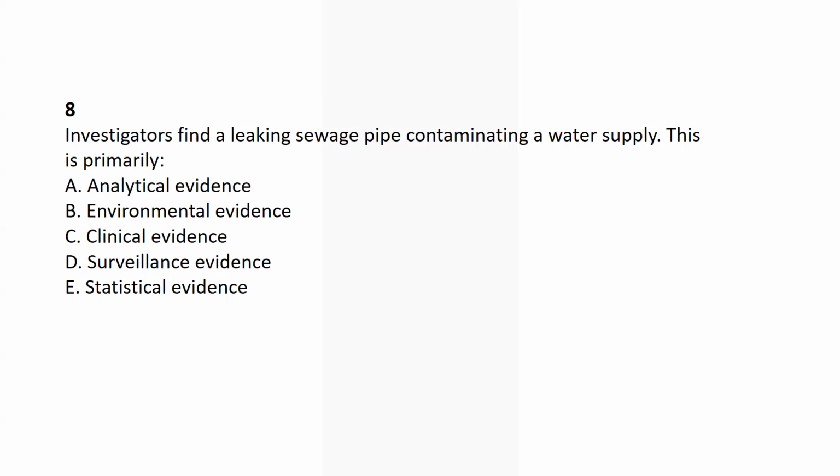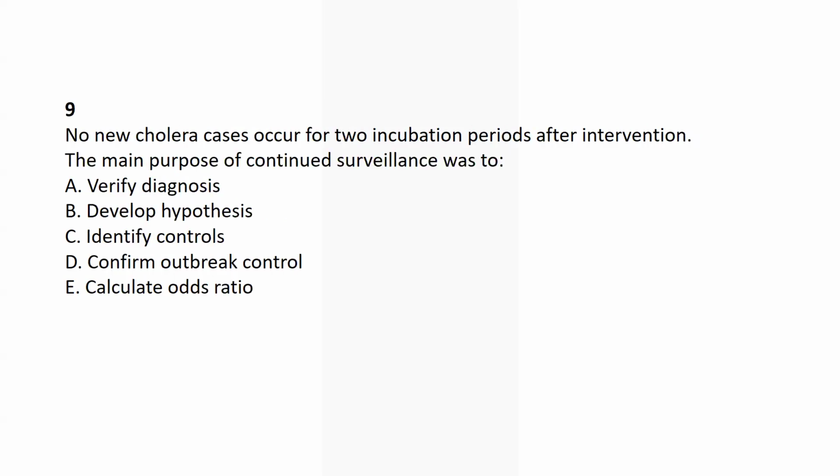Question number eight: investigators find a leaking sewage pipe contaminating a water supply. This is primarily option A, analytical evidence, B, environmental evidence, C, clinical, D, surveillance, and E, statistical evidence. B. This is environmental evidence. They found it in the field.